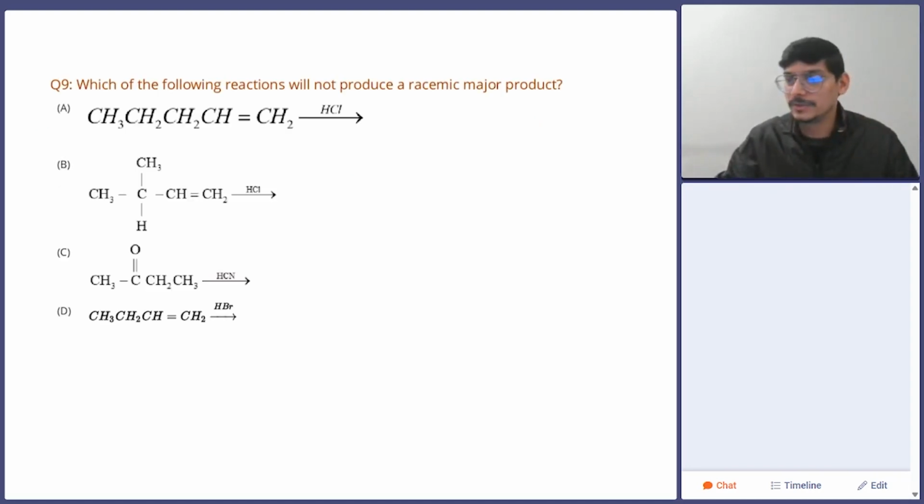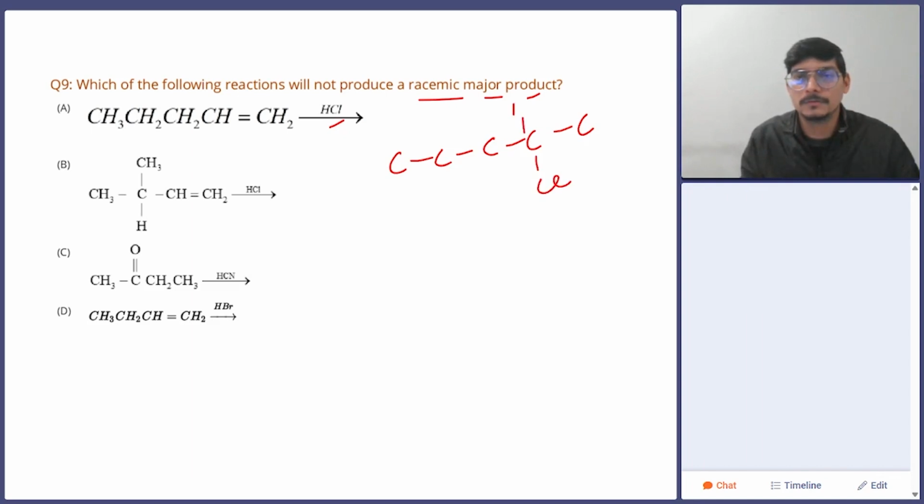Moving to the next question, question number 9, which one of the following will not produce a racemic major product, right? So you have to look at the major product, and it should be a mixture of enantiomers. If you react pentene with HCl, yes, we are going to get a mixture of enantiomers, right? Because this is a chiral carbon, so we are getting a hydrogen, chlorine, methyl, and propyl. So this is not the correct answer.